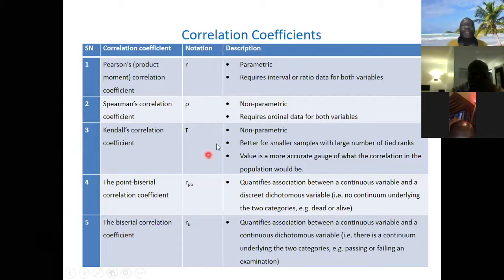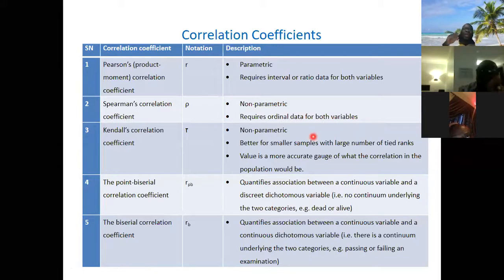So the Pearson correlation coefficient is appropriate for continuous variables, which usually follow a normal distribution. The product moment Pearson correlation, which is denoted as r, is a parametric statistic in the sense that it is assumed that what you are using follows a normal distribution.